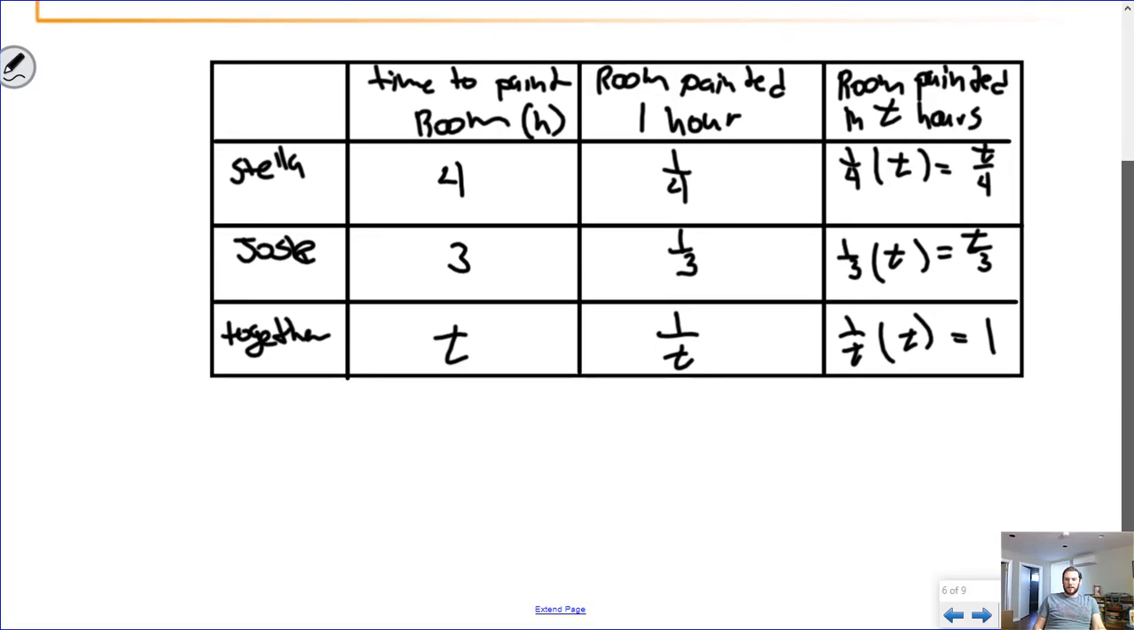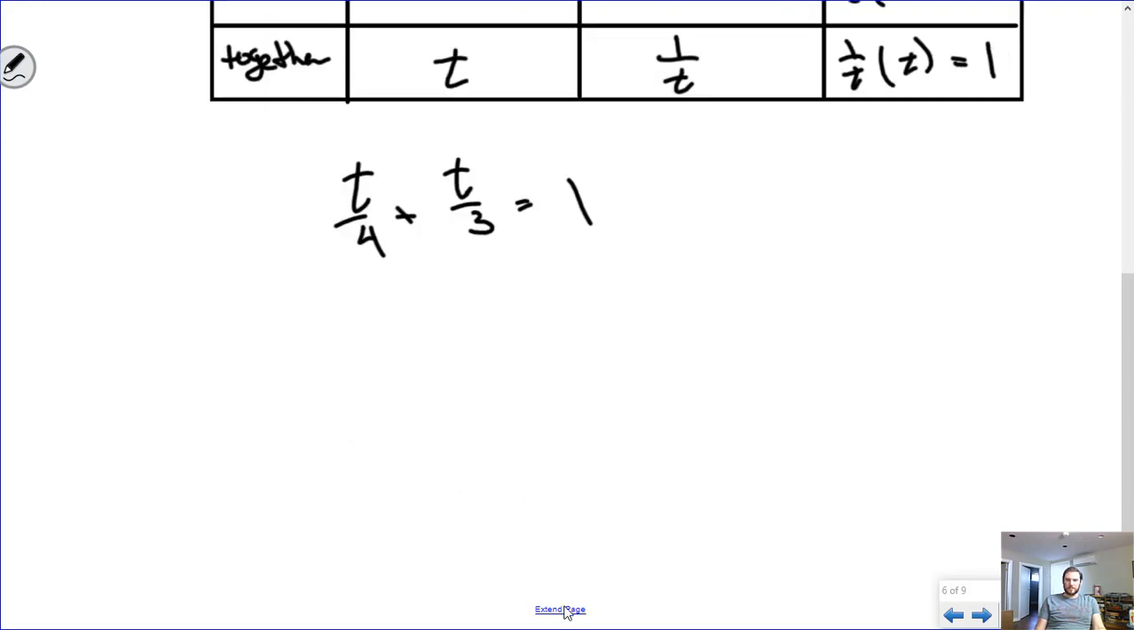Okay, so at this point, let's solve for T. If I take these two fractions and add them together, T/4, the amount of the room that Stella can paint in T hours, and T/3, the amount of the room Jose can paint in T hours, that should be equal to 1. So now let's solve for T. Again, I could find a common denominator here, which would be 12. Multiply both sides by 12, and I'm left with 3T plus 4T is equal to 12.